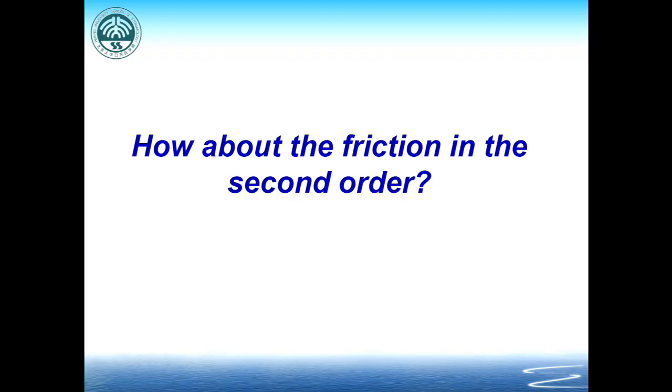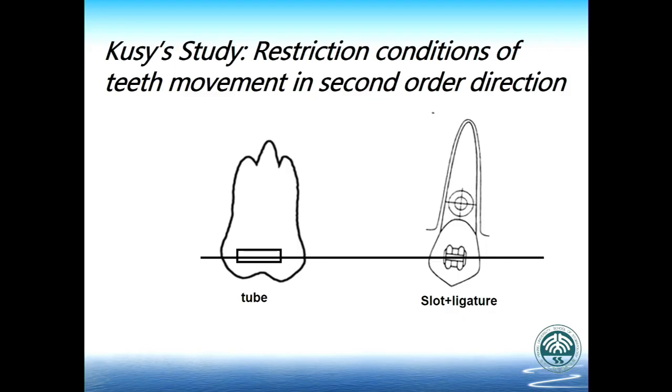Let's think about the friction in the second order. Kusy from the University of North Carolina studied the restriction condition of tooth movement in the second order direction. Here we have a tube, and here we have a slot, a ligature and an archwire. When we move the canine distally, what will happen to the archwire and the relationship between the archwire and the slot will change.